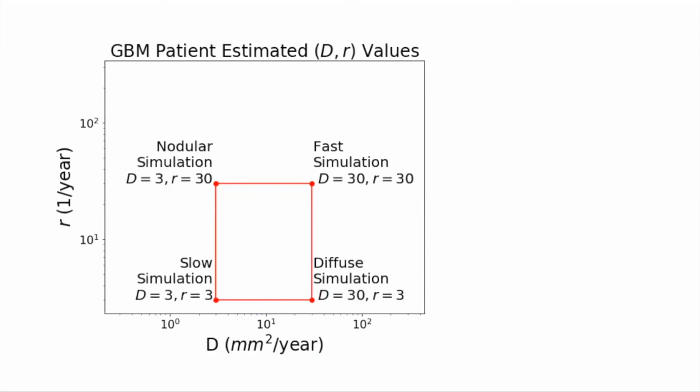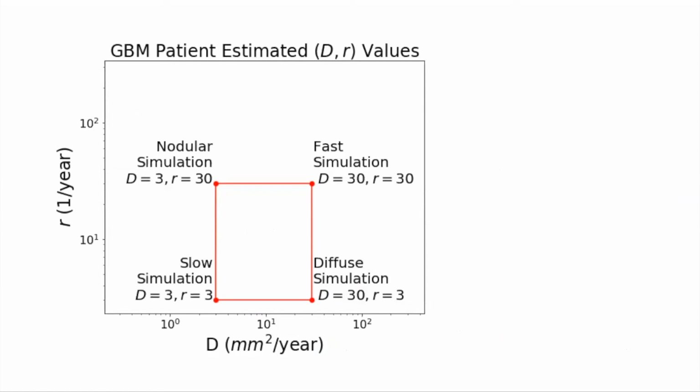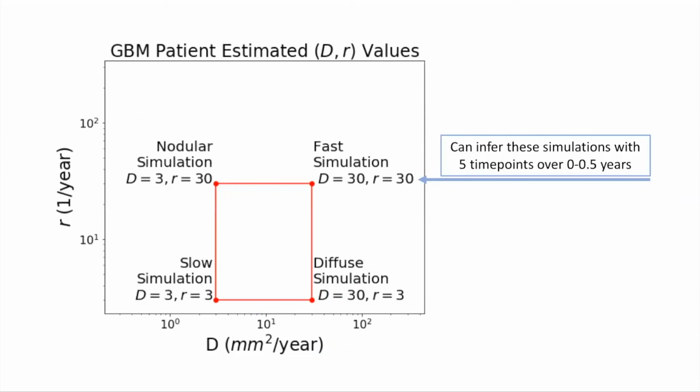So with these results, we were able to show that when we consider the simulations with lower rates of proliferation, we can infer the correct underlying equation with as few as 3 time points over a longer time interval of 0 to 3 years. And when we consider the simulations with larger growth rates, we can infer the correct underlying equation with as few as 5 time points over a shorter time interval of half of a year.